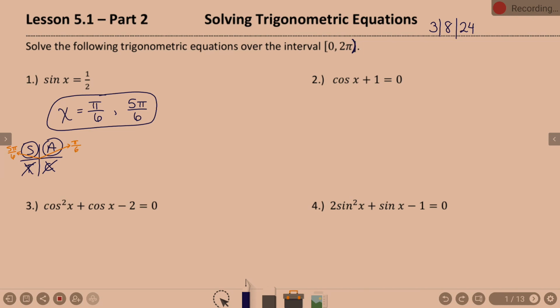Okay, let's try 2. We have to tweak it a little bit. We have cosine x plus 1 equals 0. Normally when you're solving an equation, your job is to get x by itself. Well, it's kind of getting the trig function by itself. Since this is cosine x plus 1, I'm going to subtract 1. So now my equation becomes cosine of x equals negative 1.